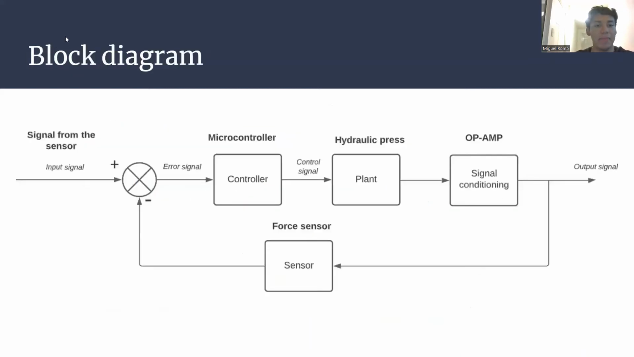Here is the block diagram that exemplifies what I said. Here comes the signal, it goes to the controller, the plant, the signal conditioning, the sensor, and it goes to the sum point. And if it's right, it goes to the output. And that's how I did it.